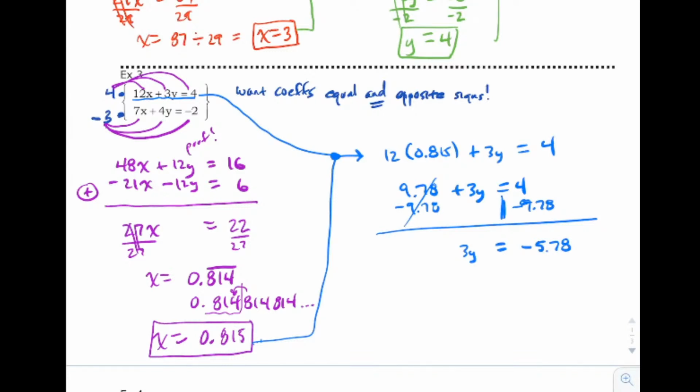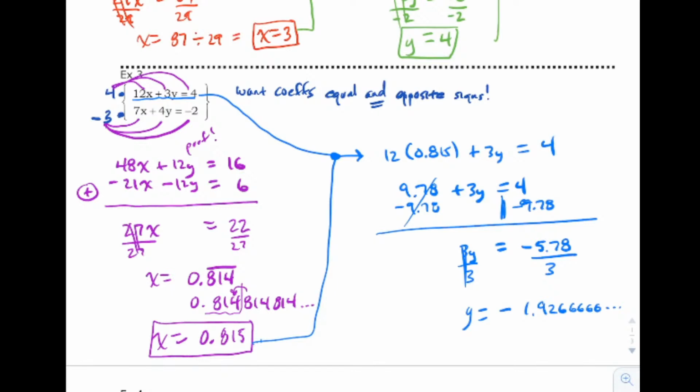Look at the y. It's got a 3 on it. We need to shove a 3 underneath both sides. That way it'll cancel off. Y equals a negative 1 point, like something. 5.78 divided by 3. Boom. It says negative 1.926 bar, which means negative 1.9266666666666, right? So if I don't put the bar, I'd have to put a million sixes.